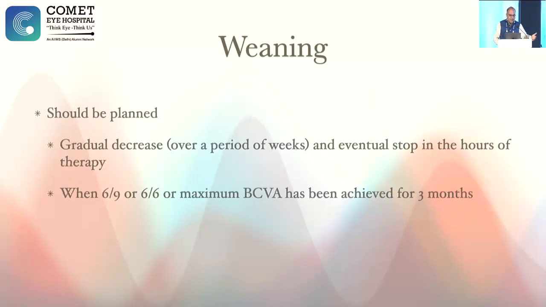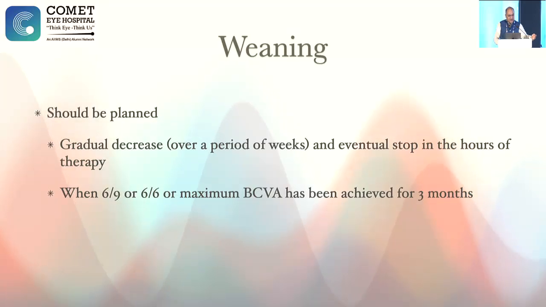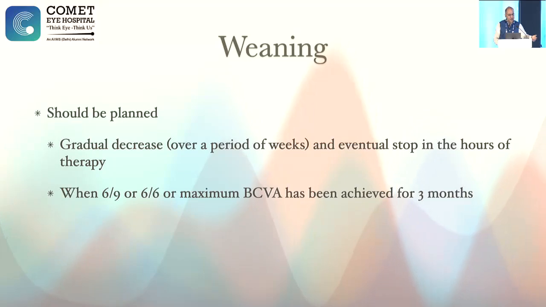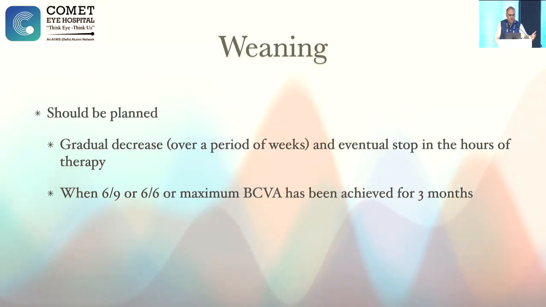So weaning is an important part. It should be planned. A gradual decrease over a period of weeks, and eventually stopping, in the hours of therapy is the kind of weaning what we do. So when do we wean? We wean when the child reaches 6/9 or 6/6, or the maximum BCVA has been achieved for about 3 months.